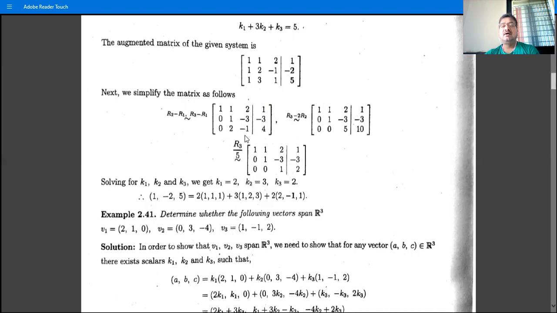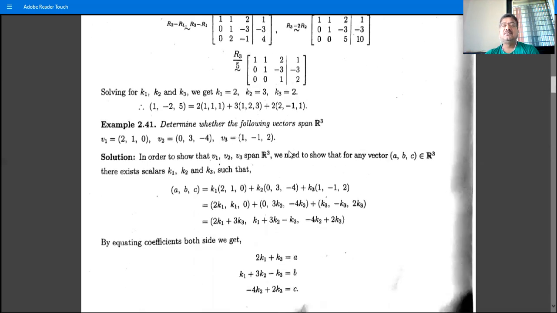Then we have to reduce this element. This is 1, so we have to reduce this 2 to 0. For that, R3 minus 2 R2, by using the second row, we have to reduce this element to 0. So we have 0, and this is -6 plus 6 minus 1 is 5, and then plus 6 plus 4 is 10.